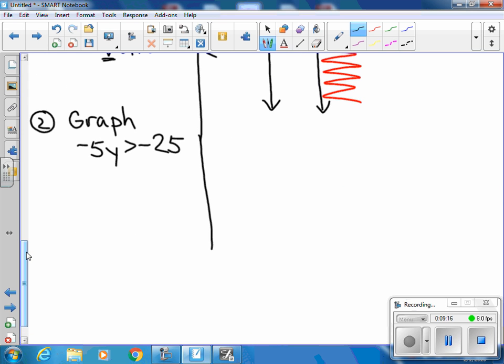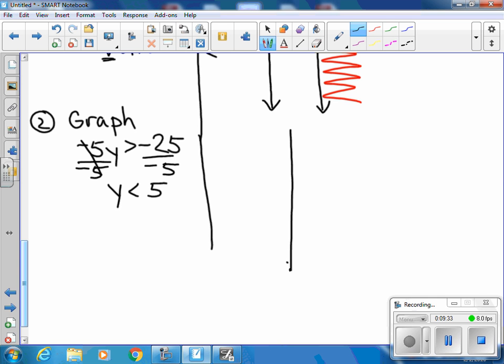Right? And in order to get rid of the negative 5, I have to divide both sides by negative 5. And remember that in inequalities, when you multiply or divide by negative, the sign has to flip the other direction. So it's not greater than, now it's less than. Negative 25 divided by negative 5 is positive 5. So that's the graph I want to take and sketch.